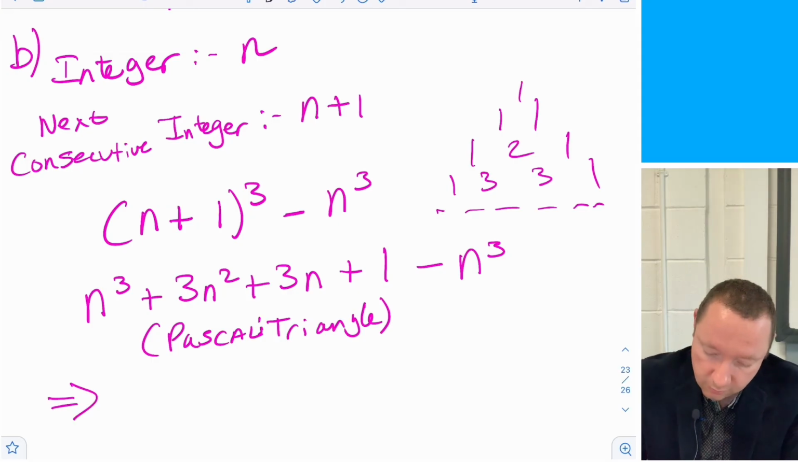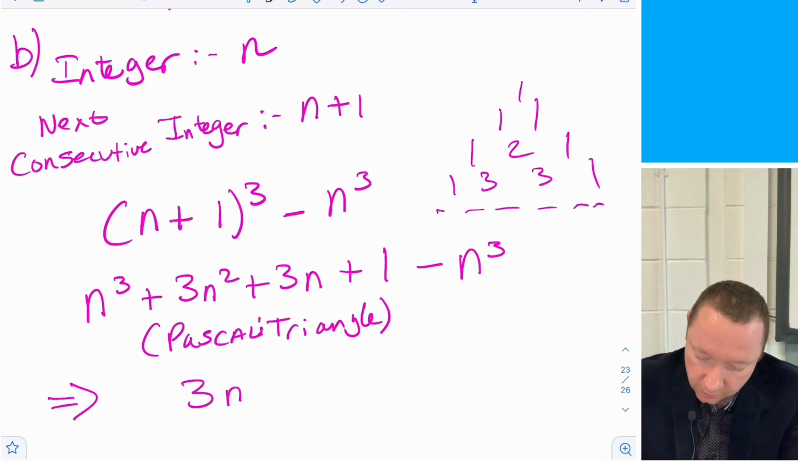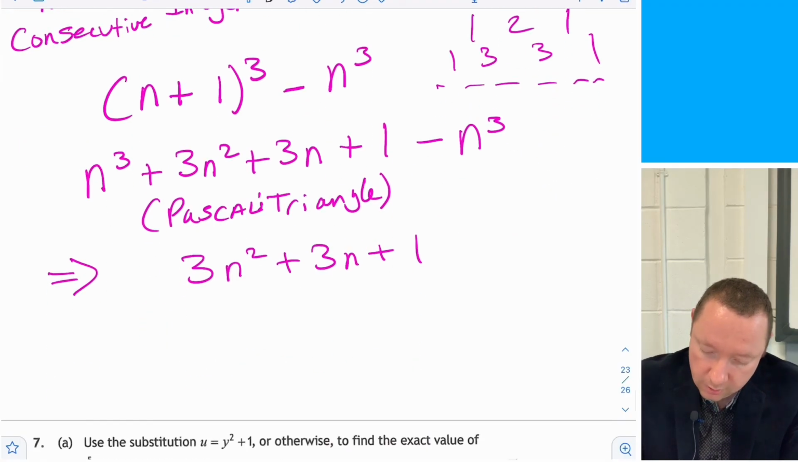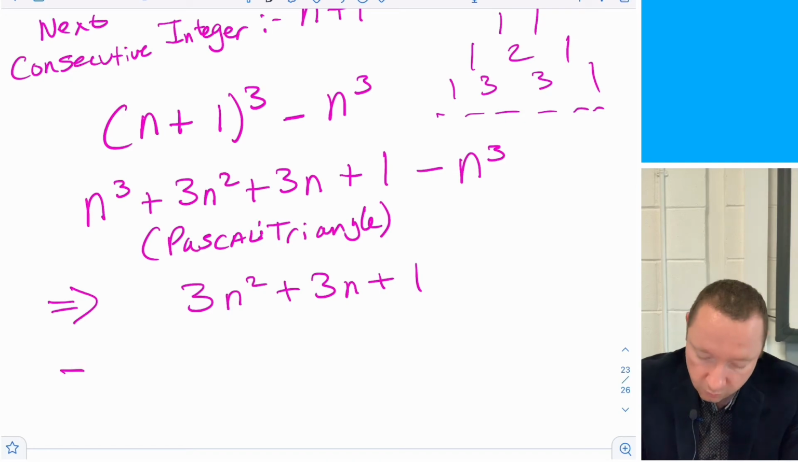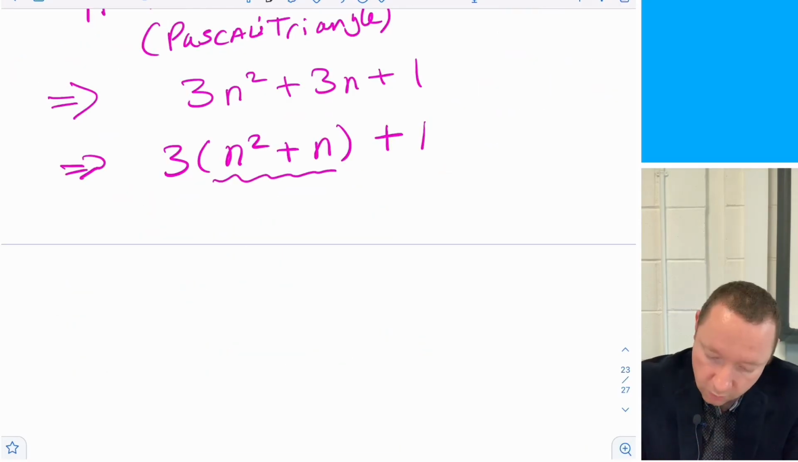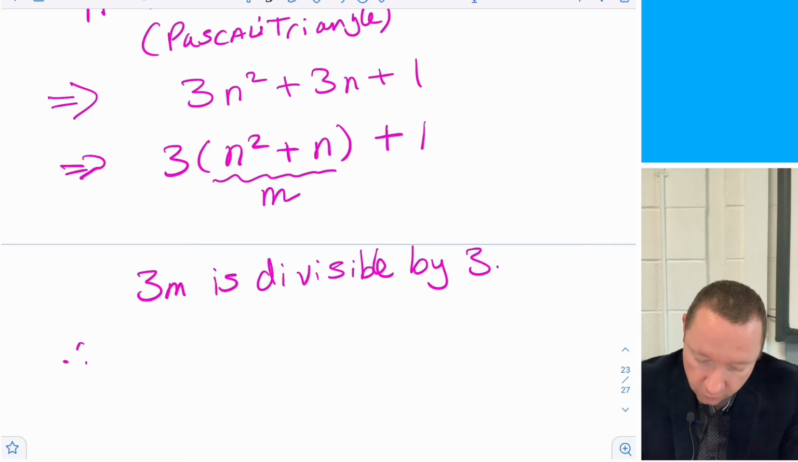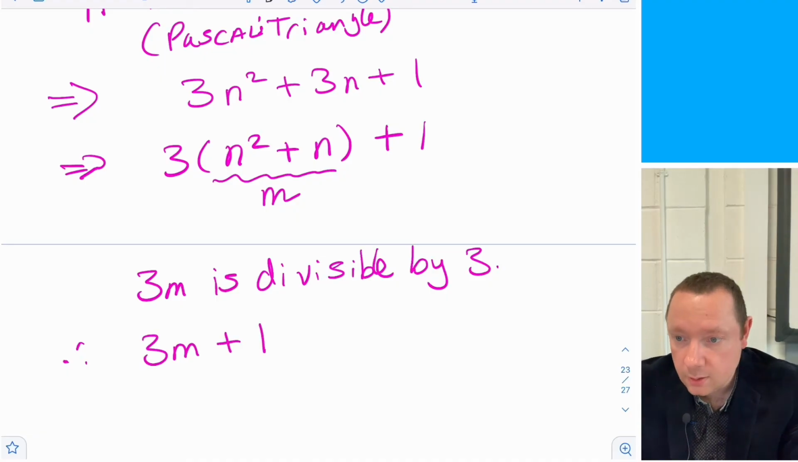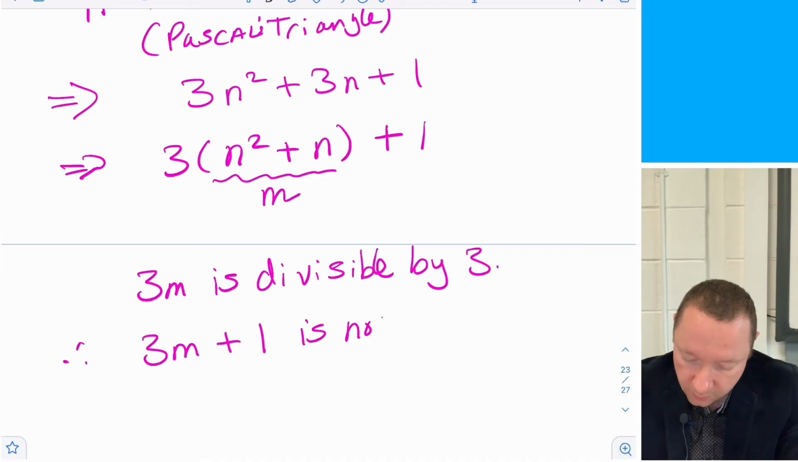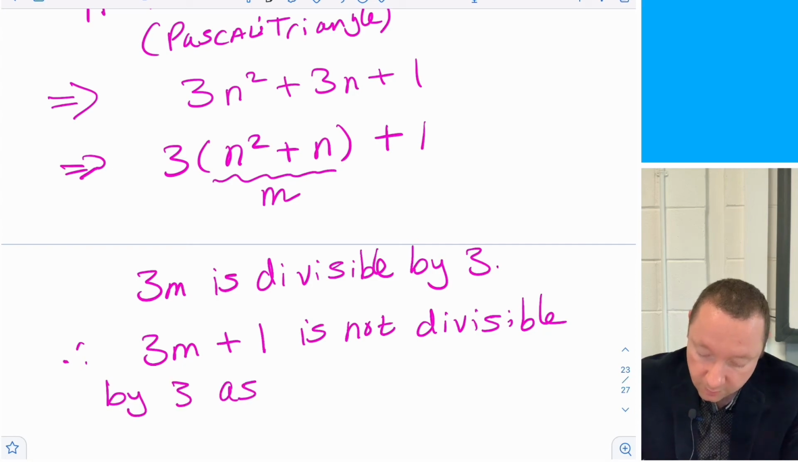That implies n cubed minus n cubed is nothing. We've got 3n squared plus 3n plus 1. You should be able to see there that we've got 3 bracket n squared plus n plus 1. So let's just call that m. That's 3 times m, so 3m is divisible by 3. And therefore, obviously, 3m plus 1 is not divisible by 3, as there is a remainder of 1. Always a remainder of 1.